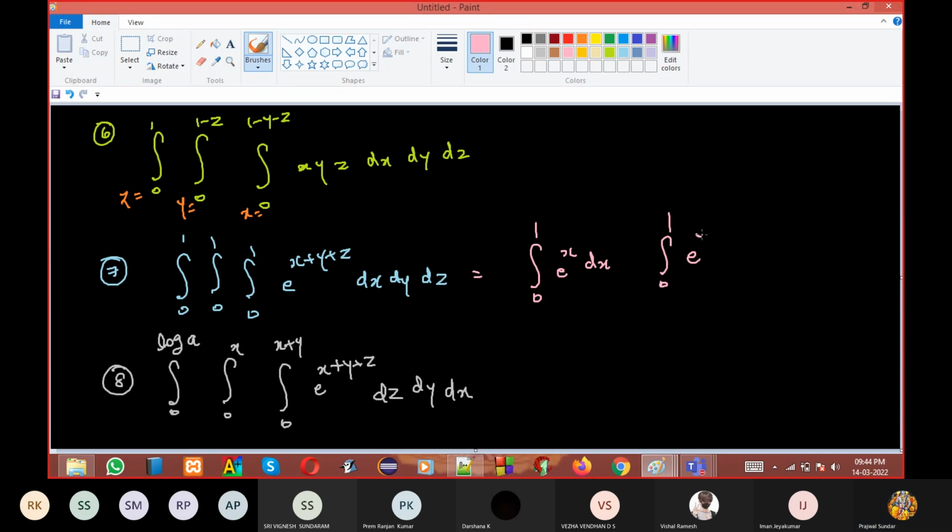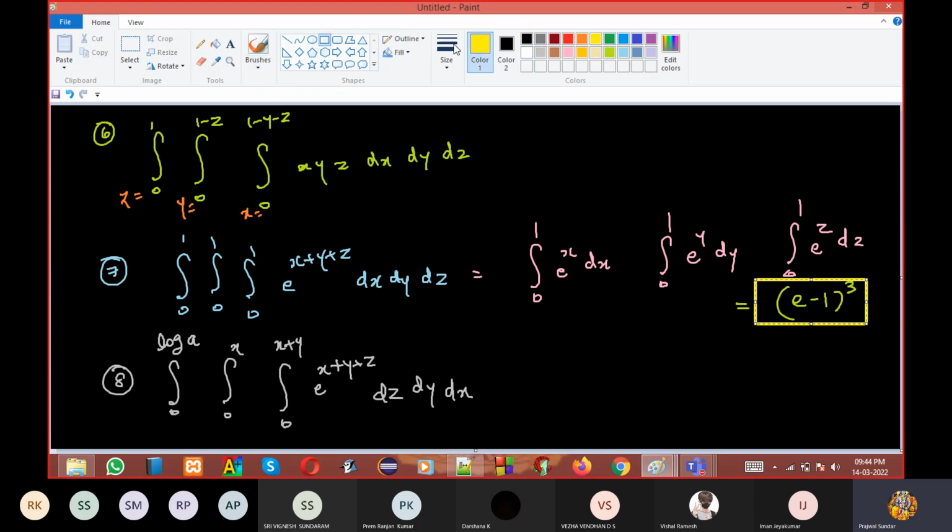Separatable, right? So you'll get the answer as (e minus 1) whole cube, I guess. Simple, no confusion in this, okay? But listen carefully, don't get fooled. This question you can't do that. This question you cannot split into 3 integrals. Why? Because variable limits are there.